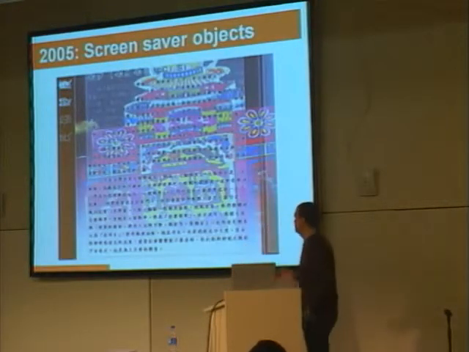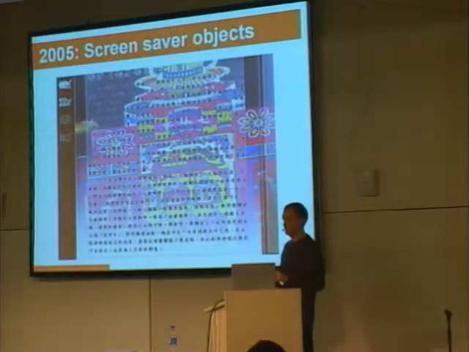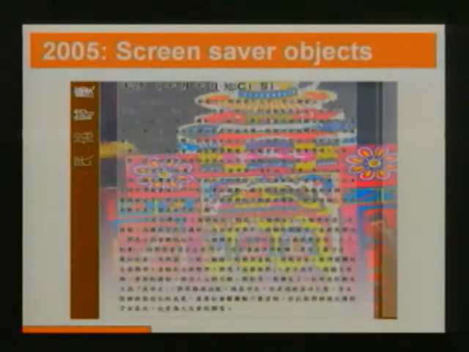Now, it actually all started in 2005 with screensaver objects. I don't know whether you remember this, but a couple of years ago, it was really common to send a virus mimicked as a screensaver. And the reason for this is because a Windows screensaver, what we know as .scr files, are in fact executables. They just have a different extension, and you can load them as screensavers.